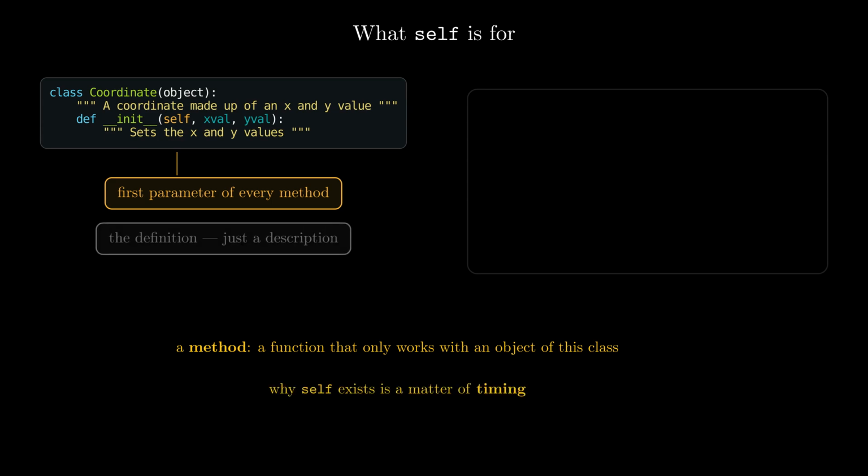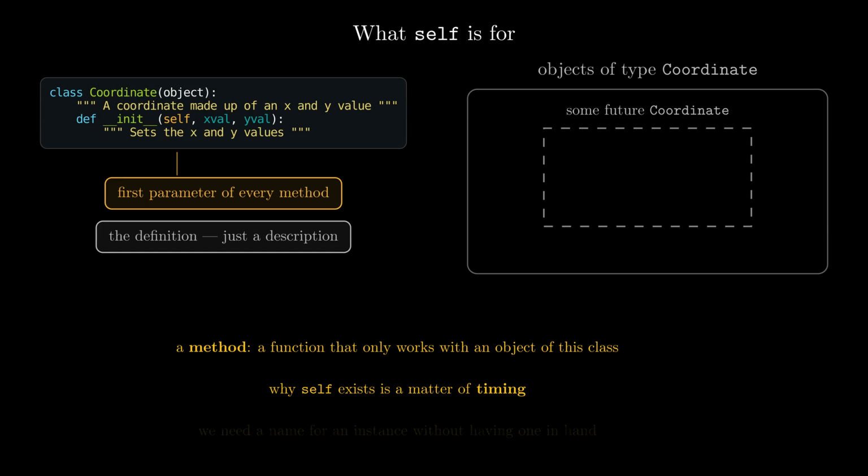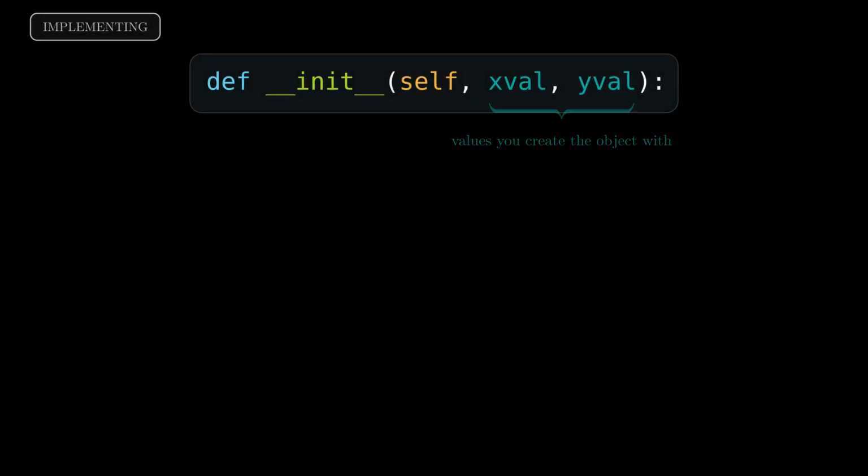When Python reads a class definition, we are only describing a type we would like to have. No coordinate has been created. There is no actual object to manipulate. Yet the definition has to talk about the object it will one day build. Its data, its behaviors. So we need a name that refers to an instance without having one in hand, and that is exactly the job self does. Inside the class, self means the object itself, my data attributes, my methods, whichever instance this code eventually runs on. Everything after self is a parameter you create the object with.